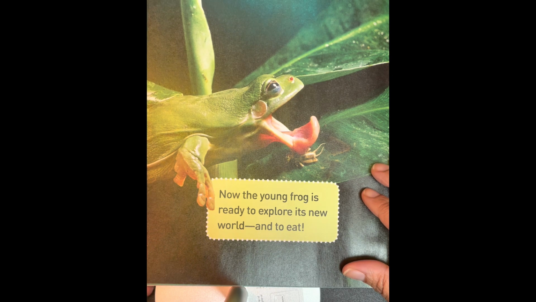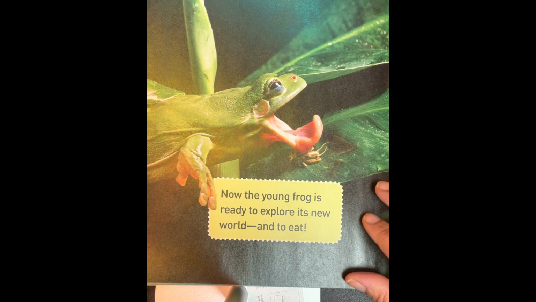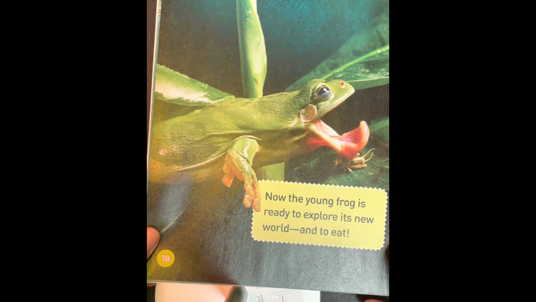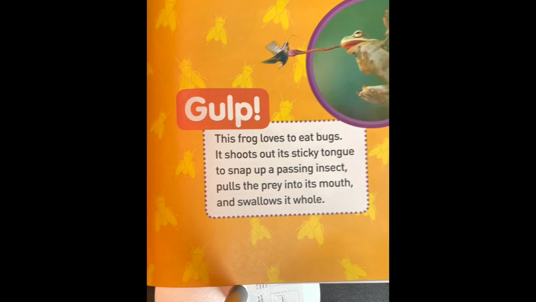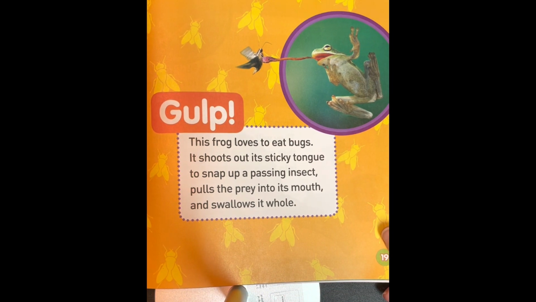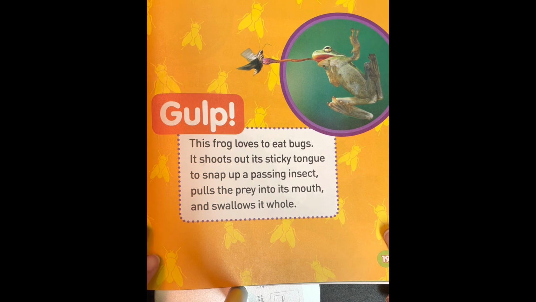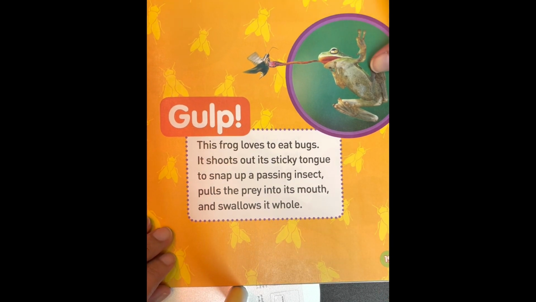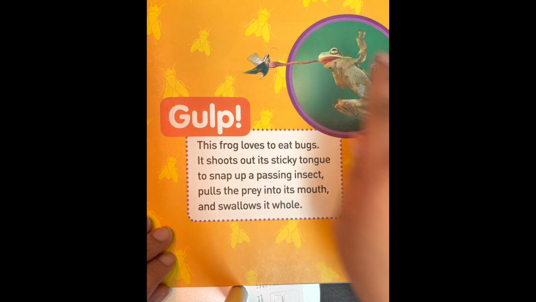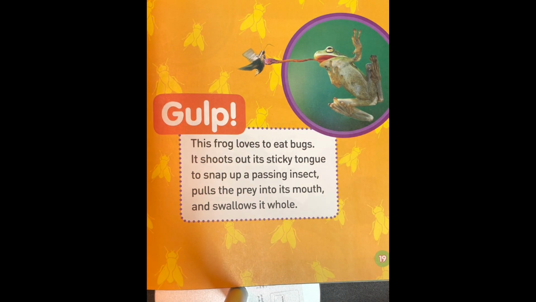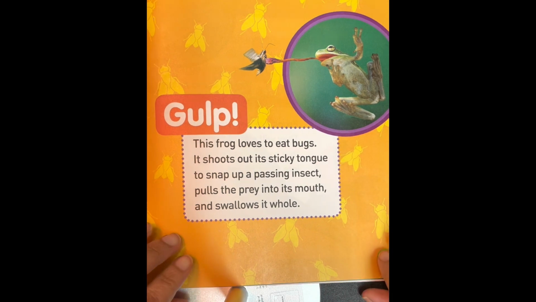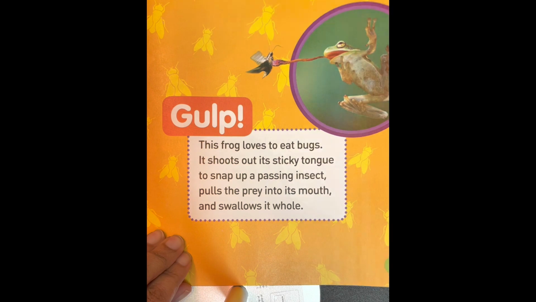Now, the young frog is ready to explore its new world and eat. Look at this mouth. Goom, goom. This frog loves to eat bugs. It shoots out its sticky tongue to snap up a passing insect, and it pulls its prey, and that's what it eats. That's what it hunts, his prey, into his mouth and swallows it whole.